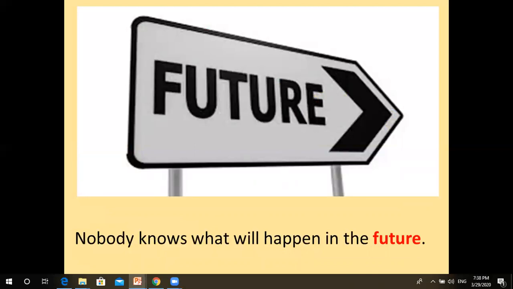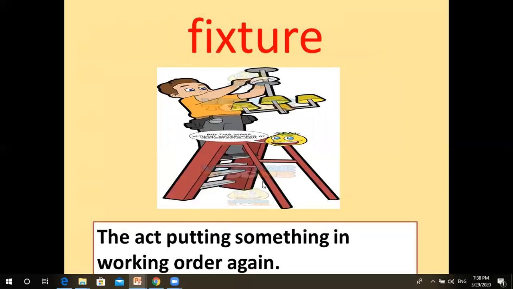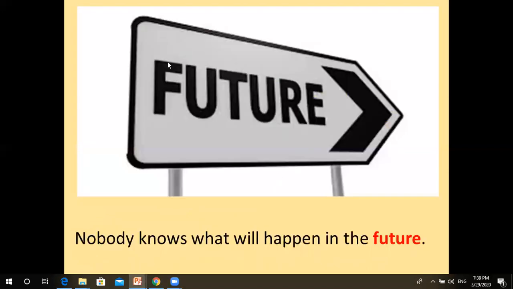Try to read this word. Few, the first two letters, future. What do you know about the future? Do you know anything about the future? Nobody knows what will happen in the future. Future.